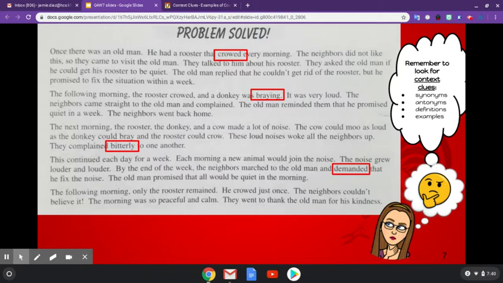The old man promised that he would be quiet, that all would be quiet in the morning. The following morning, only the rooster remained. He crowed just once, and the neighbors couldn't believe it. The morning was so peaceful and calm, and they went to thank the old man for his kindness.